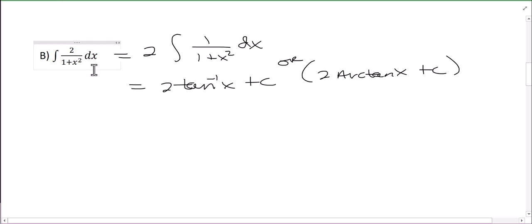So that one is not too bad, right? This is what I mean by, can you do it just by looking at it, by recognizing that this function is the derivative of inverse tangent? This function is the derivative of something that we know.